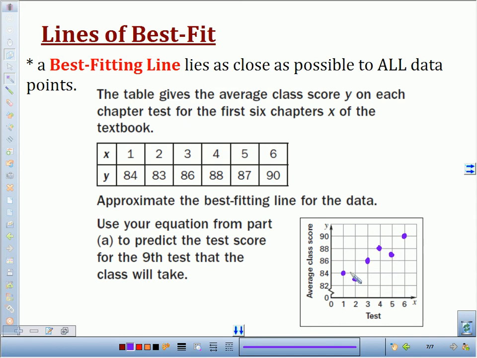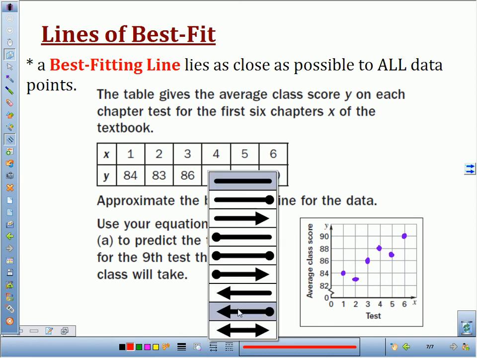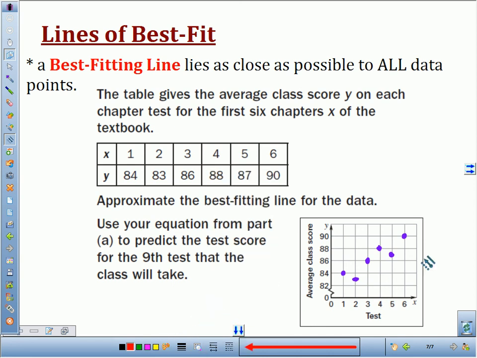I've plotted my points. I can see that they tend to move in a generally upward direction. It's a positive correlation. And I want to draw a line that matches this data, because then I can use that line to make predictions. So there's not really any mystery here. I want to just estimate a line that looks like it fits the data pretty well.